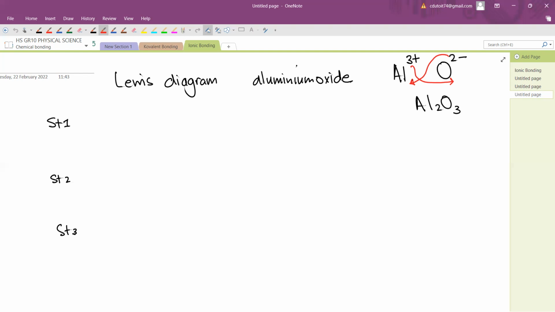We have a minute left. If you don't know how to balance it, it's fine. I'll show you. You haven't done a lot of these, so I can't really expect you to do this one.